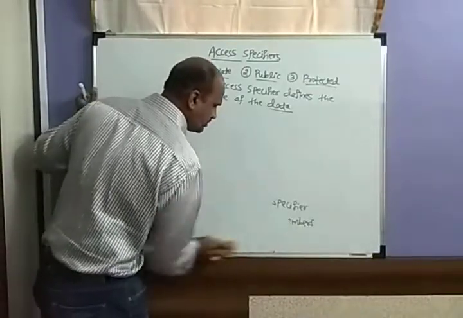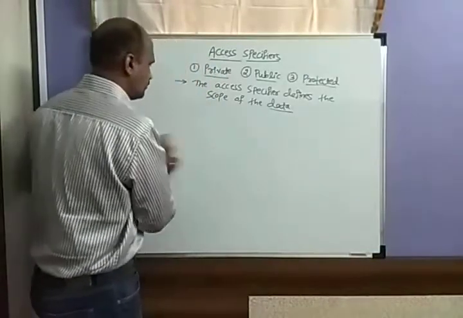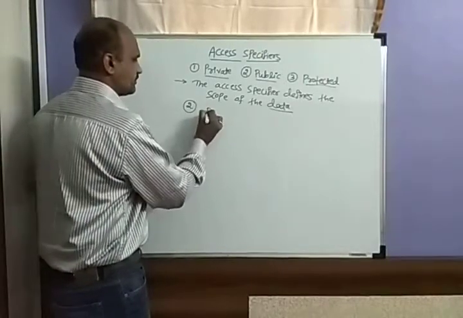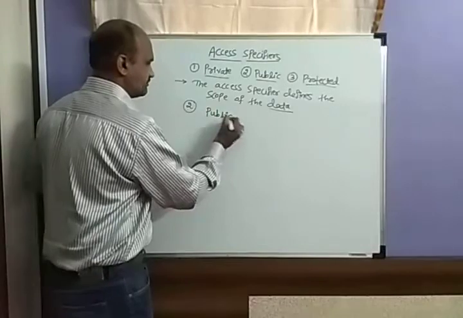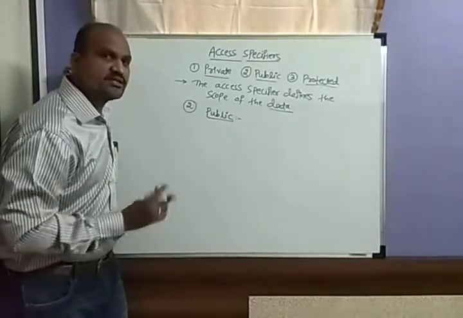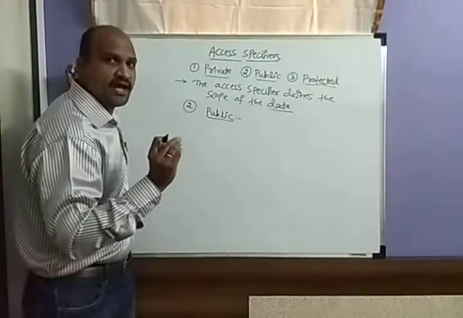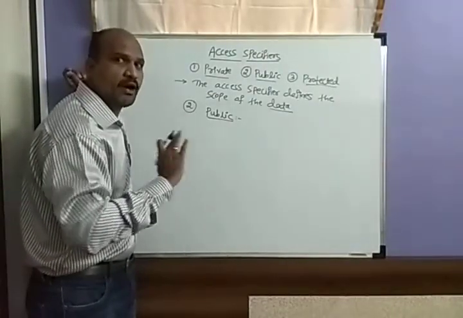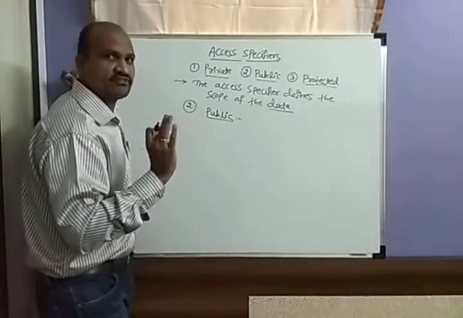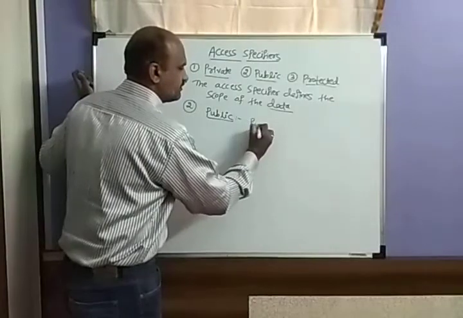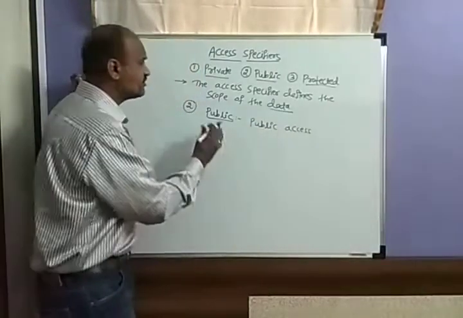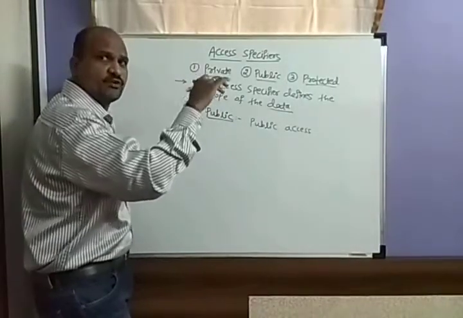The second access specifier, which is important, is public. What is the public access specifier? Public access means that members can be accessed by any function, any function outside of the class also. Private is accessed within the class.